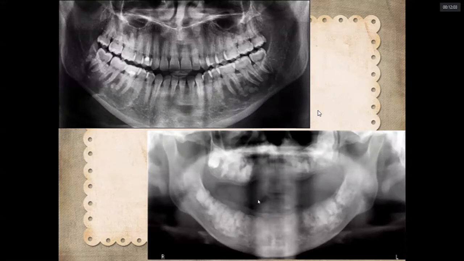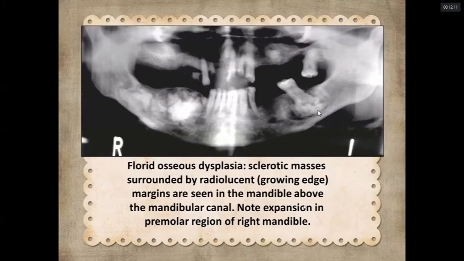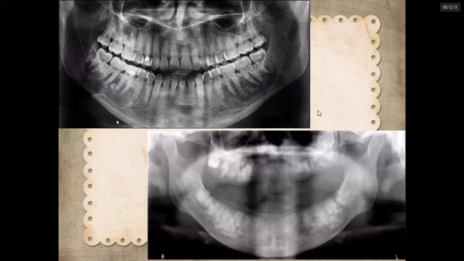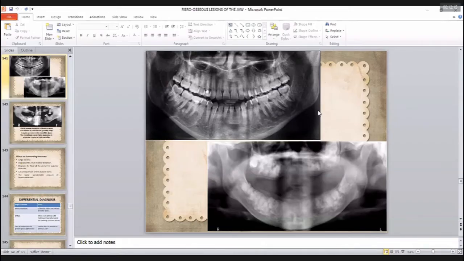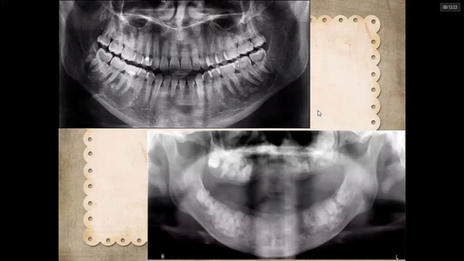So these are two OPGs where you can see the presence of florid cemento-osseous dysplasia. Okay, it is present bilaterally in both the jaws, in the mandible, at the posterior region. Here you can see a big radiolucency. Along with it, you can see the smaller radio-opacity present within the radiolucency. So this is of mixed density.